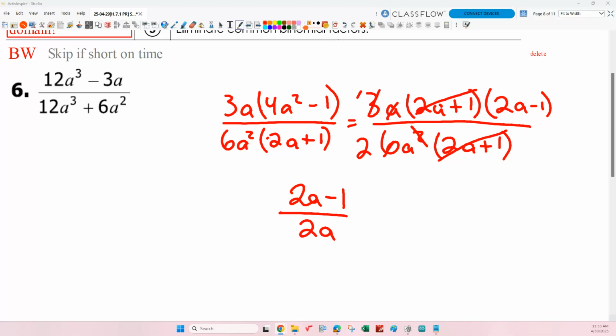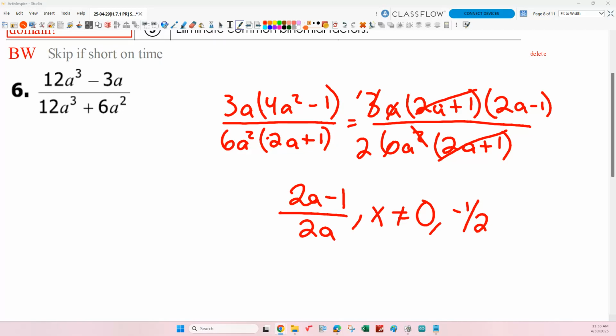We just have to list what values of x have to be excluded. What would those be? 0 is one of them. What's the other one? -1/2 from this stage. Feeling good about that? 0 is always just a given.